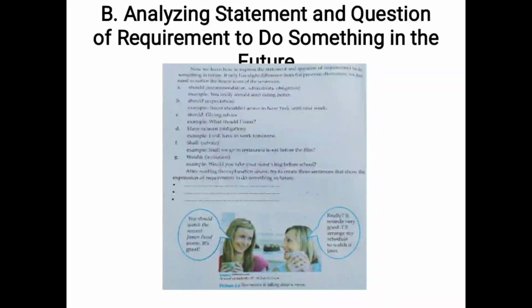Now we learn how to express the statement and question of requirement to do something in future. It only has slight difference from the previous discussion. We just need to notice the future form of the sentences. A. Should, recommendation, feasibility, obligation. Example, you really should start eating better. B. Should, expectation. Example, Susan should arrive in New York next week.